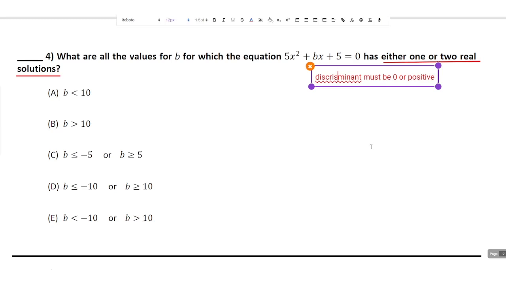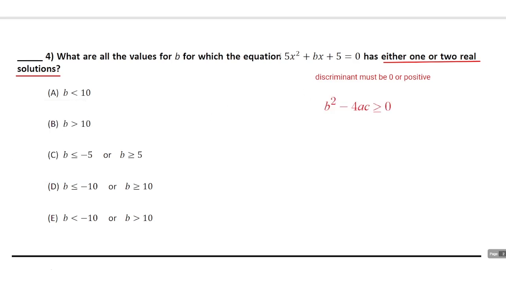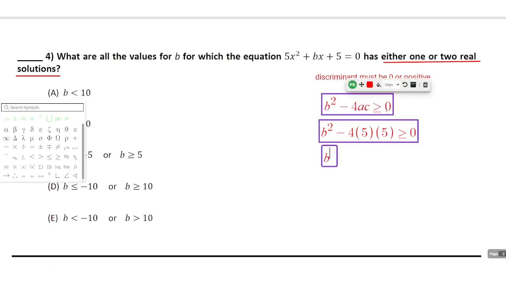Now the discriminant, if I can spell, discriminant, okay, that looks better, is b squared minus 4ac. And if we want it to be 0 or positive, that means the same thing as saying greater than or equal to 0. Now for this problem, our A is 5 and our C is 5, and we're trying to find B. So I'll just plug these numbers in. A is 5, C is 5. And so let's see, what would this be? 20 times 5 is 100. So this one works out really nicely because we get that perfect square. B squared minus 100 is greater than or equal to 0.